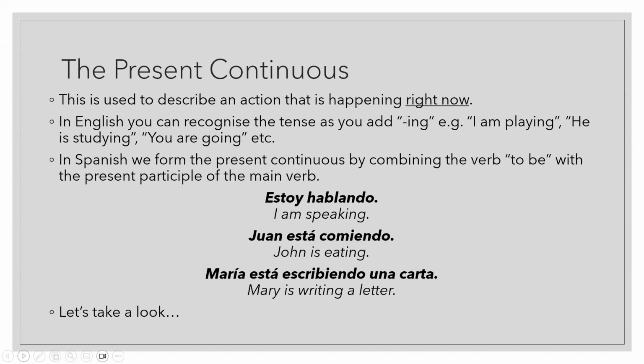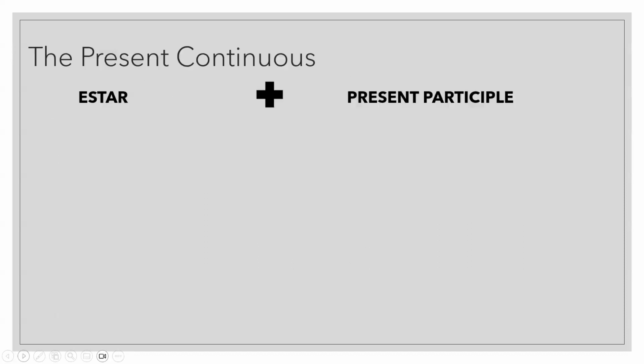Let's take it a little further, shall we? As I mentioned, to form the present continuous, we need the verb estar and the present participle of the verb that you're doing. You should know the verb estar, I hope, by now. So hit the pause button here and scribble it down on your paper in the I, you, he, she, it, we, you, and they formations. So what is the present tense of the verb estar? Remember, there's some accents on that verb too.